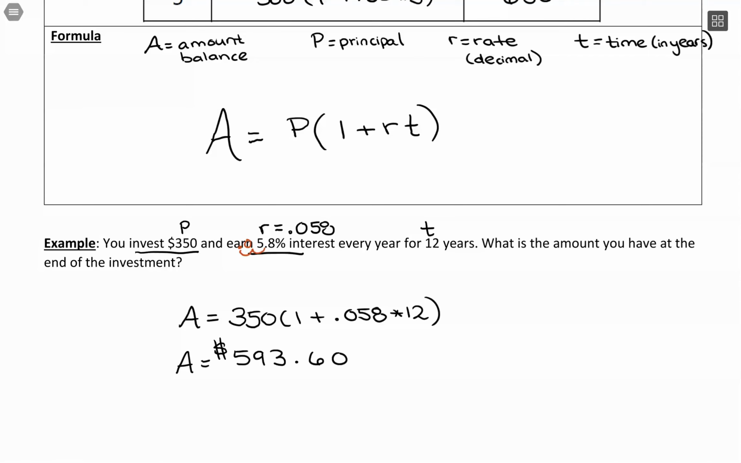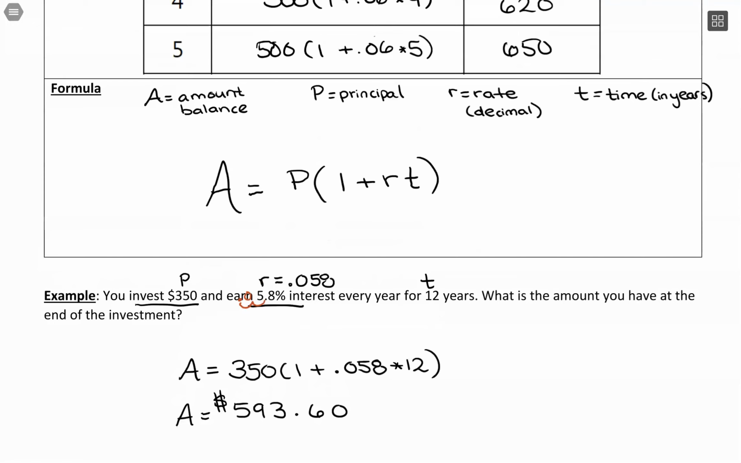So this isn't a very common form of account, but it's a good stepping off point for looking at compounded accounts, which is much more common, but this would be for simple interest.